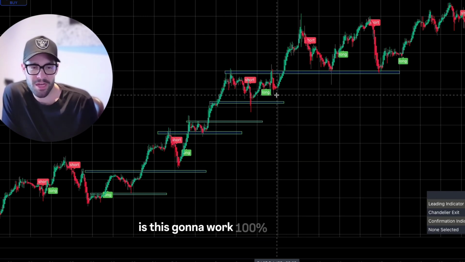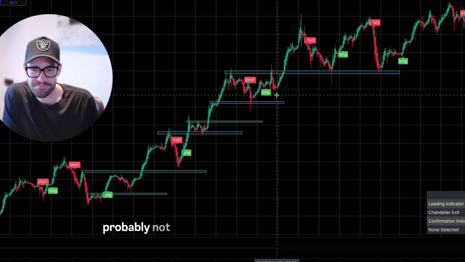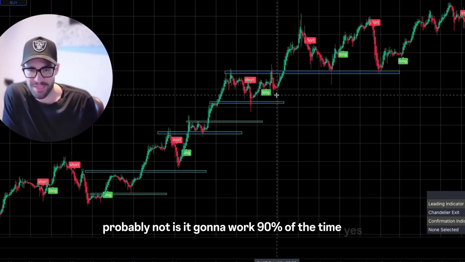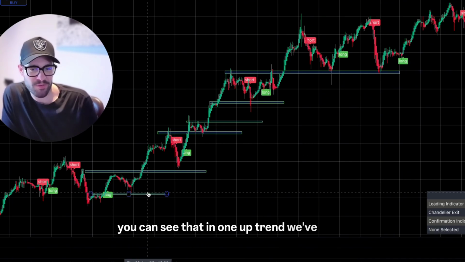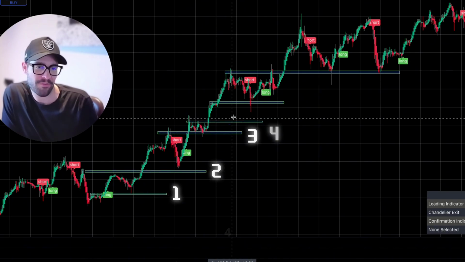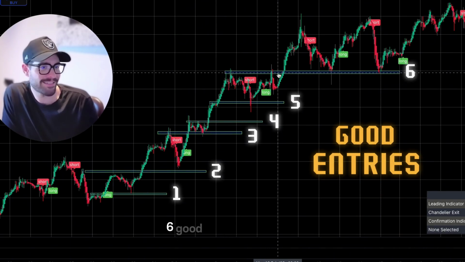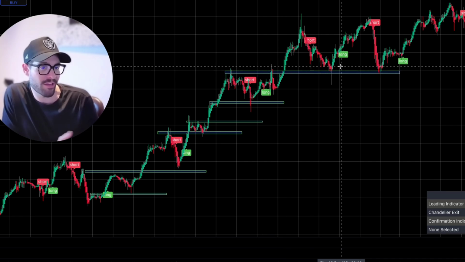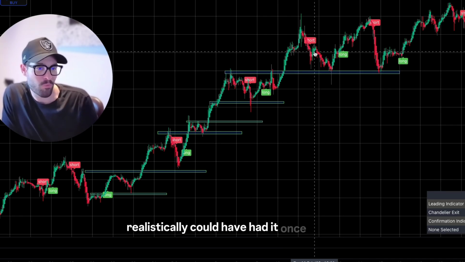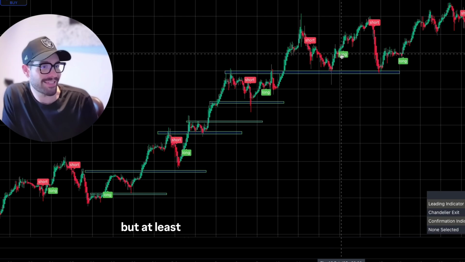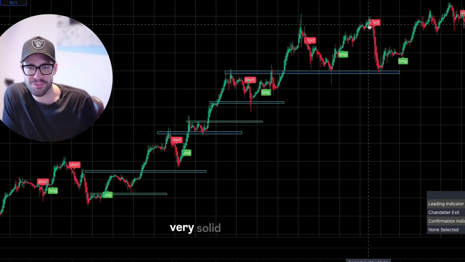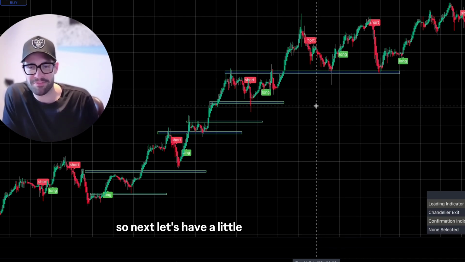Is this going to work 100% of the time? Probably not. Is it going to work 90% of the time? Yes. You can see that in one uptrend we've had 1, 2, 3, 4, 5, 6 good entries out of this, and this one right here realistically could have had it once there, but would have retracted. But at least here, you would have got a nice, very solid move out of it. So next, let's have a little look at a downtrend.